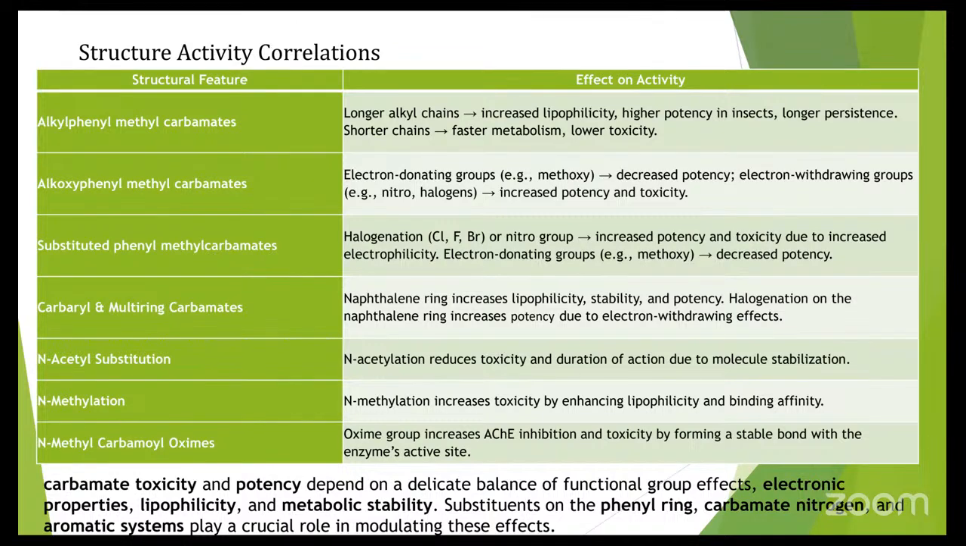Alkyl thiol substituents affect the biological activity in two ways. They provide potential for self-oxidation, thereby increasing the polarity, and they also increase the affinity for acetylcholinesterase. So, carbamate toxicity and potency depends on the delicate balance of the functional group effects and electronic properties, lipophilicity, and metabolic stability. Substituents on the phenyl ring, carbamate nitrogen, and aromatic systems play a crucial role in modulating these effects.